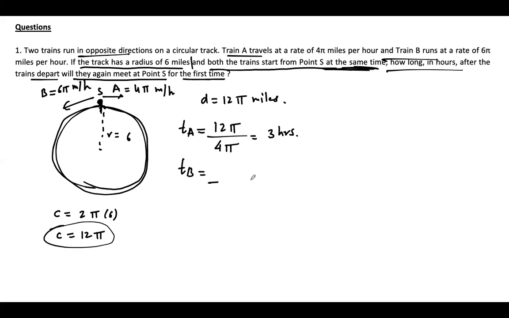Similarly, train B, how long will it reach? 12 pi upon 6 pi, distance upon speed, which is 2 hours.